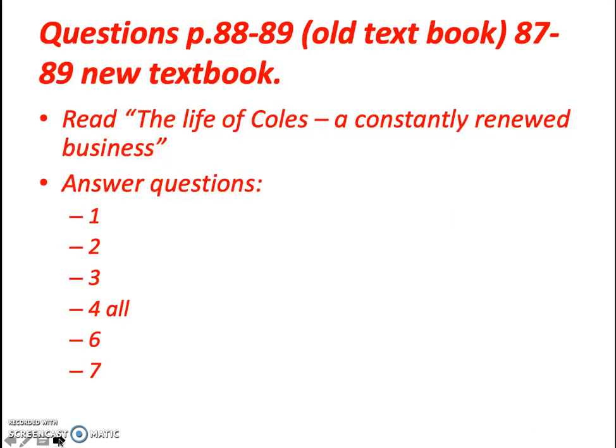Now, a little activity for you to do at this point. In the old textbook, it's page 87. In the new textbook, it's 89. There is a case study on the life of Coles, a constantly renewed business. It's a prime example of a business that started in the establishment phase significantly different to how it ended up. There's also arguments for the one on Foxtel, which is on page 98, if you're inclined to do more work. But what I'd like you to do now is stop the video, read the life of Coles on page 87 or 89, depending on what textbook you have, and answer questions 1, 2, 3, 4, all the little sub ones being A, A1, A2, and B, and 6 and 7. Okay? So stop it now and get stuck into that.